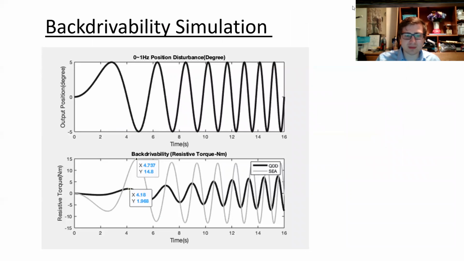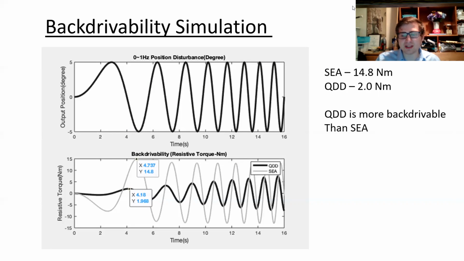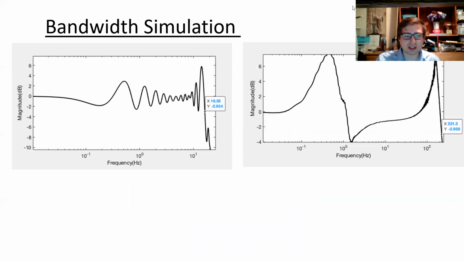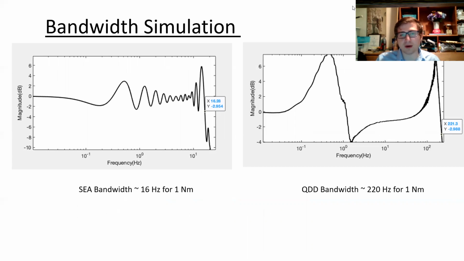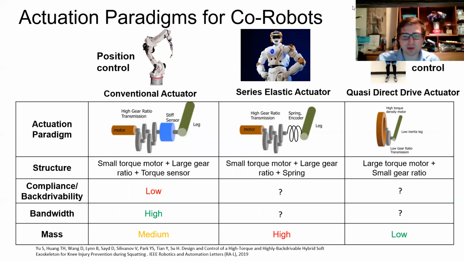In the backdrivability simulation, we saw that our series elastic actuator had 14.8 newton meters and our quasi-direct drive had 2 newton meters, and this means that the quasi-direct drive is more backdrivable than the series elastic actuator. For the bandwidth simulation, you see that the SEA bandwidth was around 16 hertz for 1 newton meter, and the quasi-direct drive was around 220 hertz for 1 newton meter. So the quasi-direct drive has a higher bandwidth than the SEA. Going back to our table, if we fill in the results, you see that the series elastic actuator is better than a conventional actuator, but the quasi-direct drive looks like it's going to be the future for robotics.